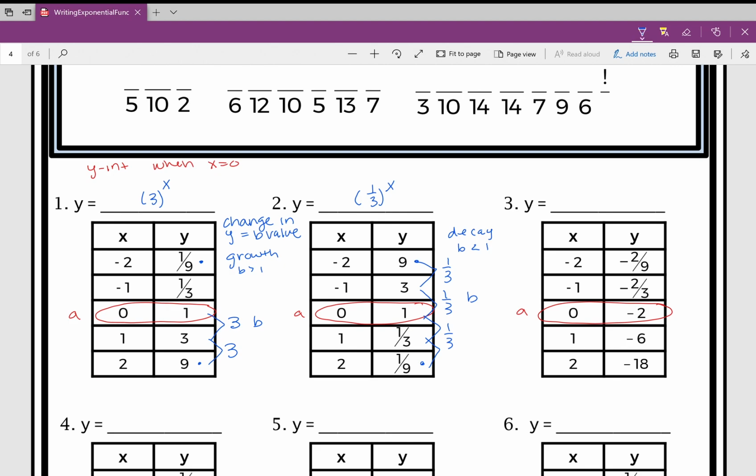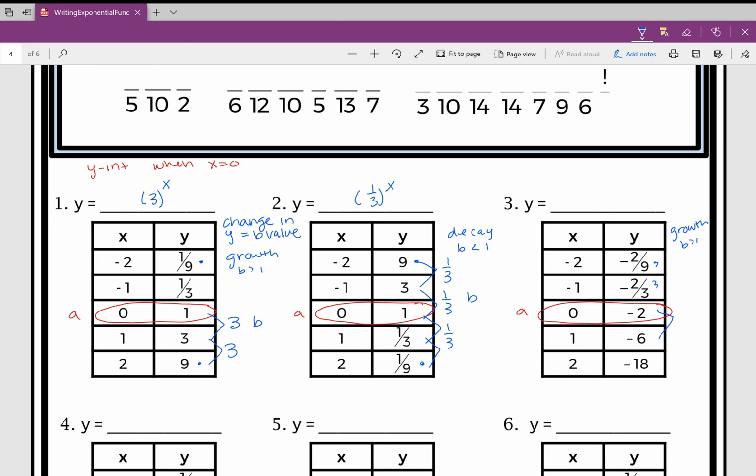So let's skip over these fractions right here. Let's skip these because those are a little tricky. And let's just go from -2 to -6. So what number, well first, is it going up or down? So from -2 to -6 and from -6 to -18, we know it's increasing. So it has to be a growth, right? And since it's a growth, we know b is greater than 1.